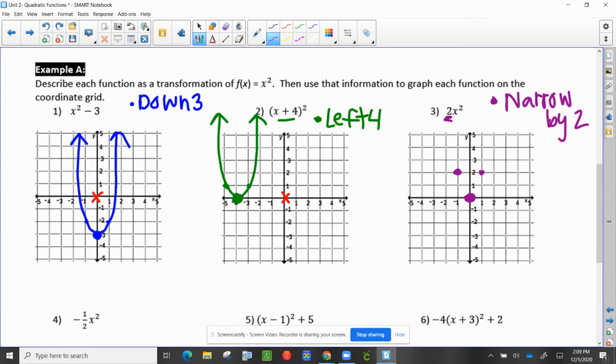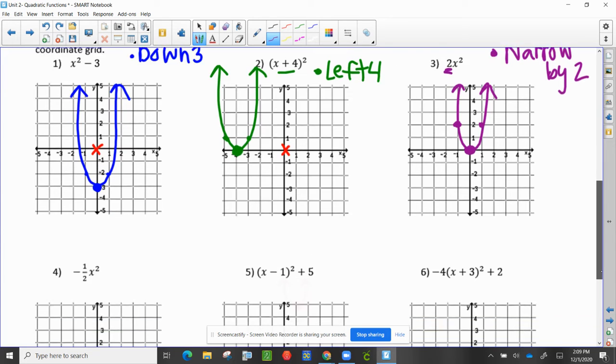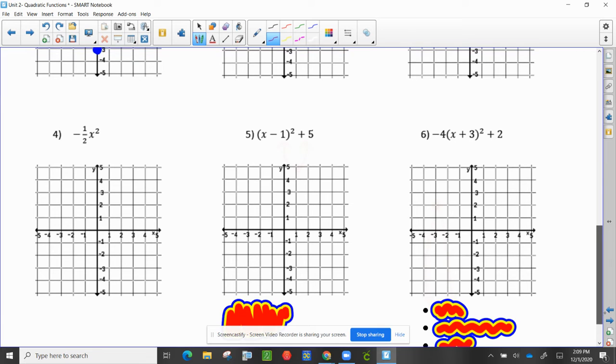Up 2. So now when I connect my dots for my parabola, you can see that this purple graph is a little skinnier. It's more narrow than the 2 previous ones I did. Okay. Let's do one more together, and then you guys are going to try 5 and 6.